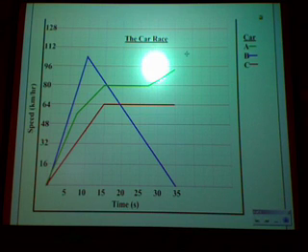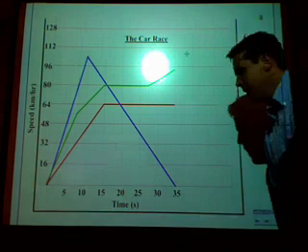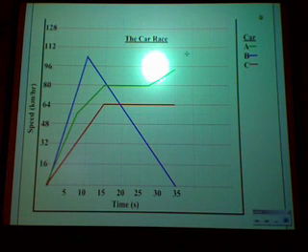Based on that, how many of you think car A won the race? How many think car B won the race? How many think C won the race? Interesting. Okay. Well, I said the winner is the one that traveled the fastest for the longest period of time.